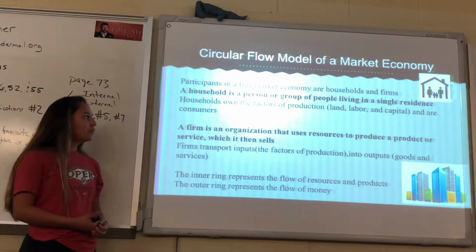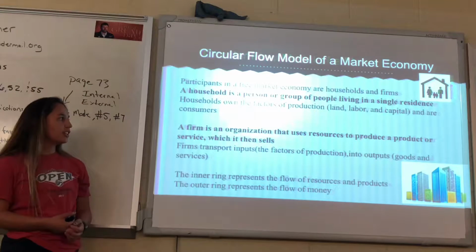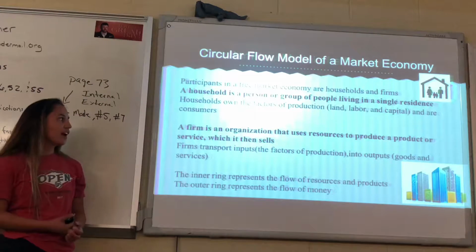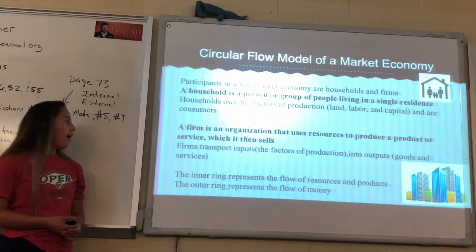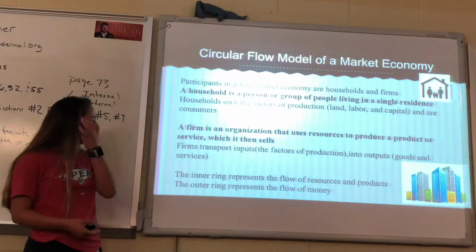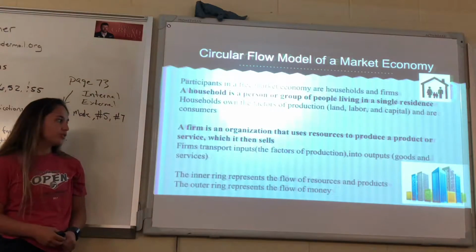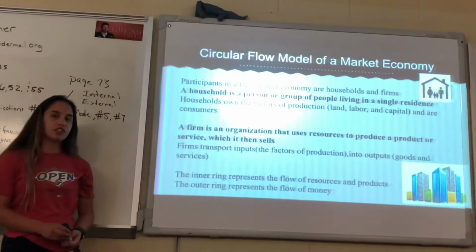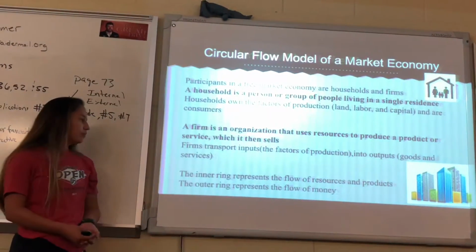Participants in a free market economy are households and firms. A household is a person or group of people living in a single residence. Households own the factors of production, land, labor, and capital, and are consumers. A firm is an organization that uses resources to produce a product or service which it then sells. Firms transform inputs, the factors of production, into outputs, the goods and services. So it turns the land, labor, and capital into products that people can buy.